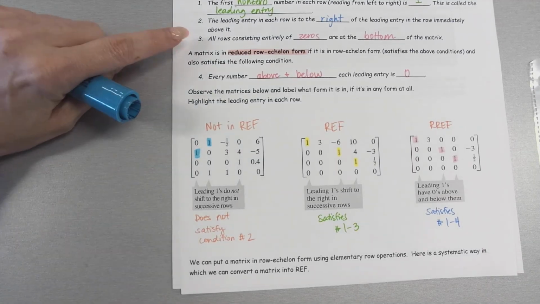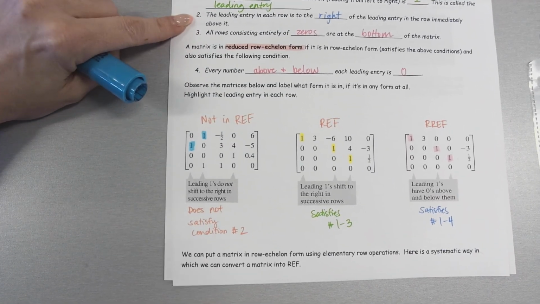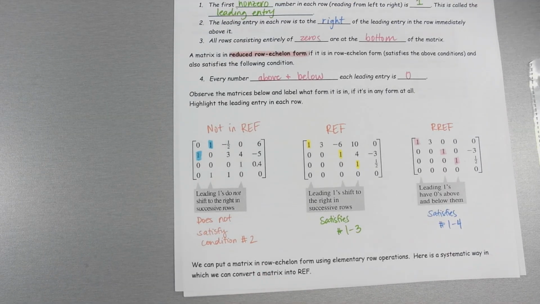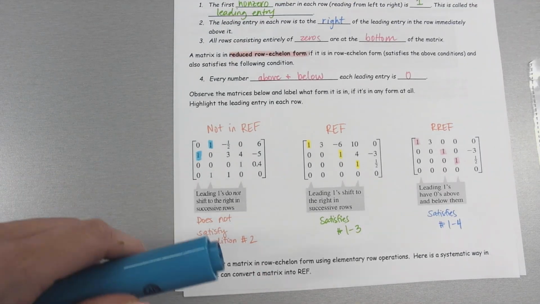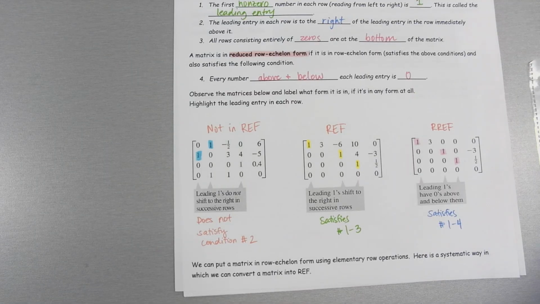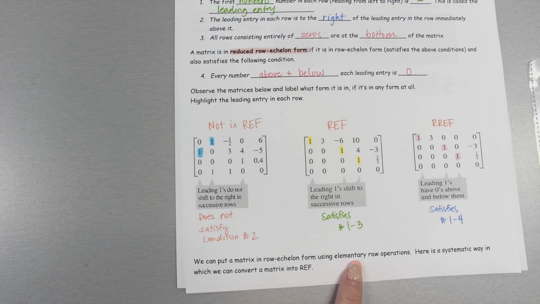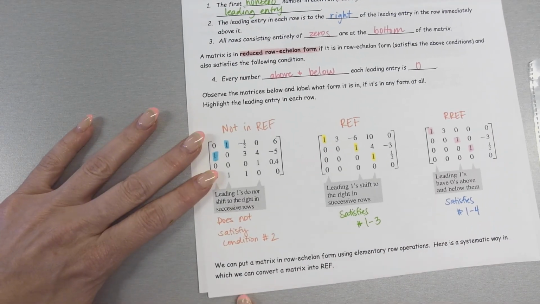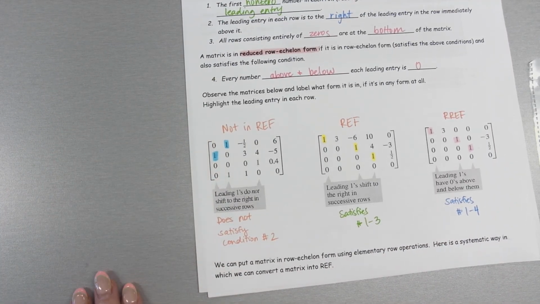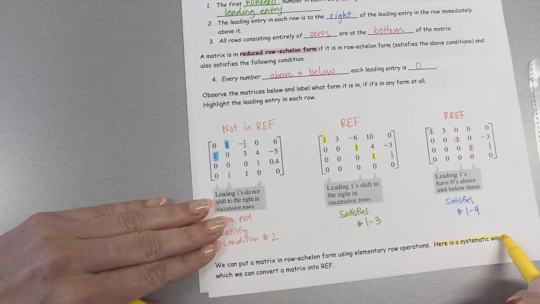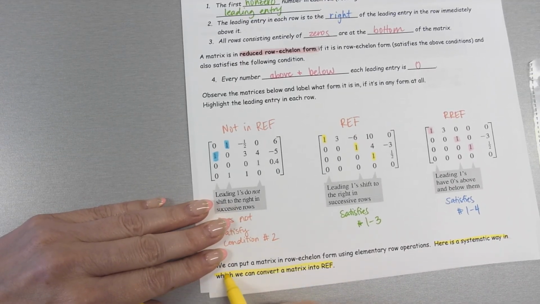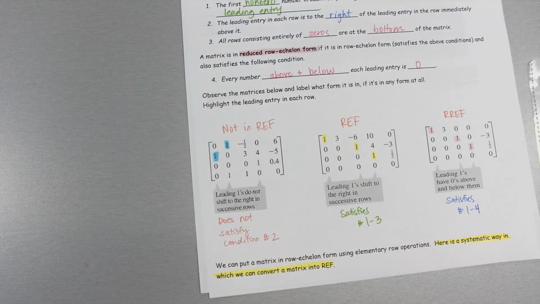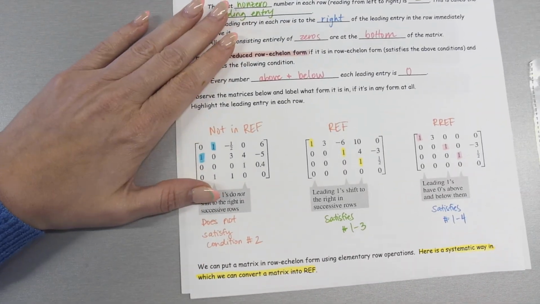Okay, and then I told you I edited this year to do the fill in the blanks, but then this moved up. It really should have been on the next page. So we can put a matrix in row echelon form using the elementary row operations. That's what we did yesterday. And it says here's a systematic way for which we can convert a matrix into REF. And actually, I taught you that yesterday. So we're going to review that process.